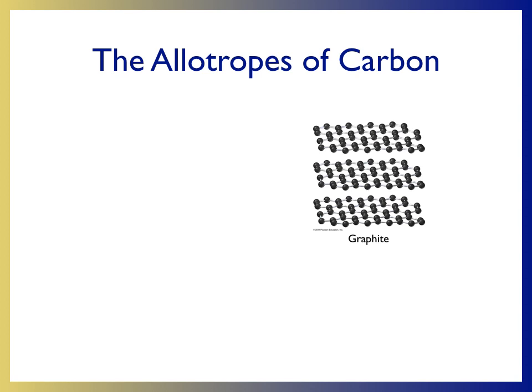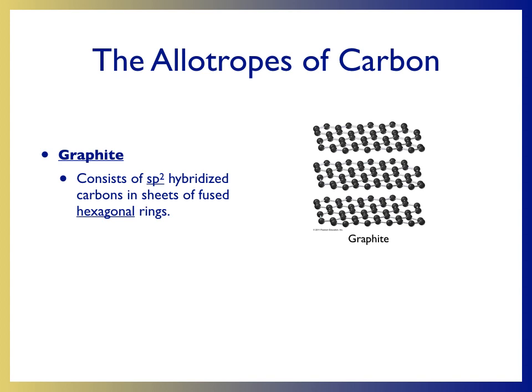The first allotrope of carbon is the most common, and that's graphite. You might have looked at graphite in Gen Chem 1 when you did your lab on molecular modeling. And you might remember that graphite consists of sheets of carbon atoms. These carbon atoms are bound together in fused six-membered rings with a substructure of benzene, or C6H6. Each carbon in a graphite sheet is sp2 hybridized.